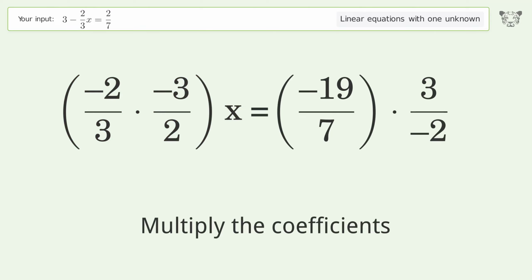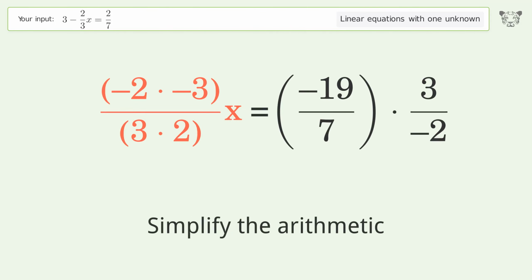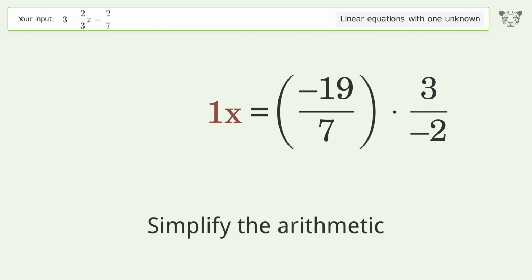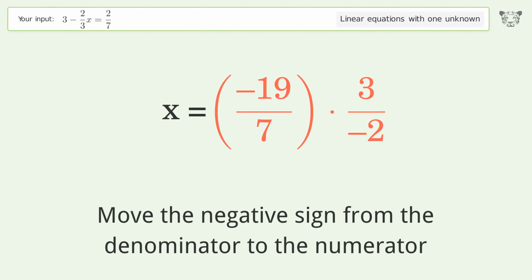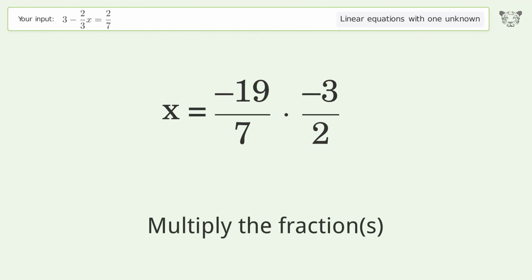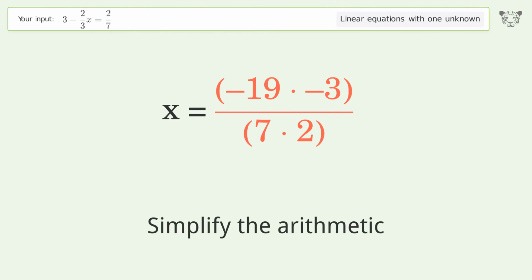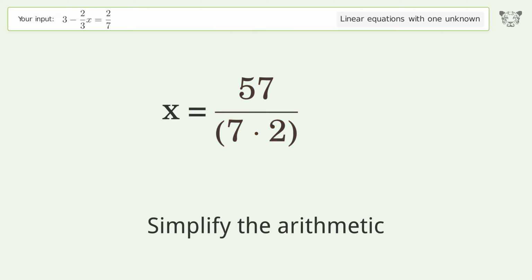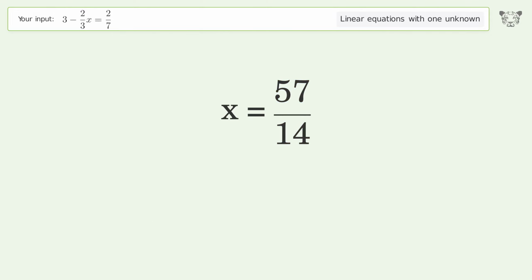Multiply the coefficients. Simplify the arithmetic. Move the negative sign from the denominator to the numerator. Multiply the fractions. Simplify the arithmetic. And so the final result is x equals 57/14.